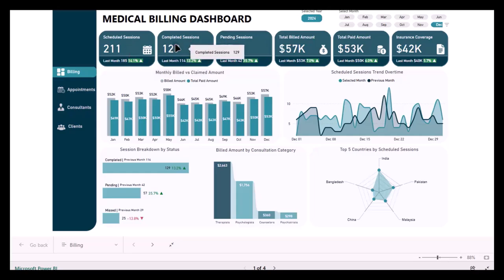After that, we have our completed sessions for the month, which are 129. You can also see the comparison with previous month. Moving forward, we have our pending sessions for the month, which are 57. After that, we have our total billed, paid amount, and insurance coverage. These three metrics give you a clear idea of your revenue health. Are your bills being paid on time? Is insurance covering enough? It's all right there.